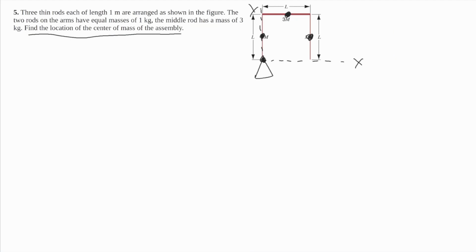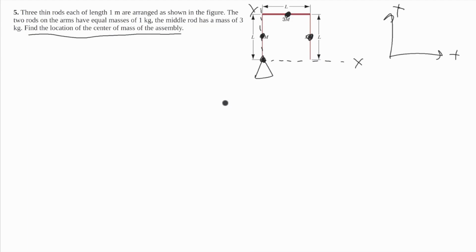I'm also going to say what's positive and what's negative. I'm going to say that up is positive and right is positive. And the advantage of setting my origin to be at the bottom left of the whole picture is that any point I'm plugging in here is automatically going to be positive.